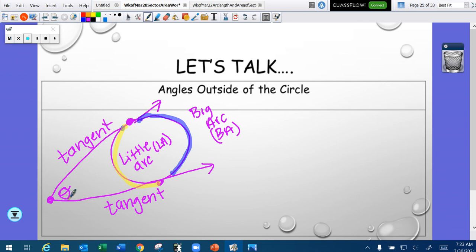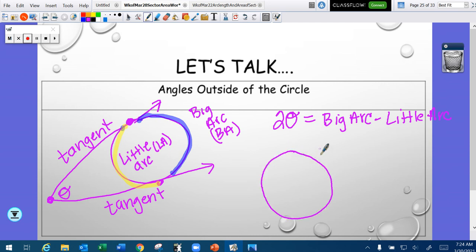Since this angle is outside of the circle, there is a formula that you can use to find this angle. You're going to say 2 times the angle equals the big arc minus the little arc. Okay? And then there's another type of angle that's formed outside of the circles as well.